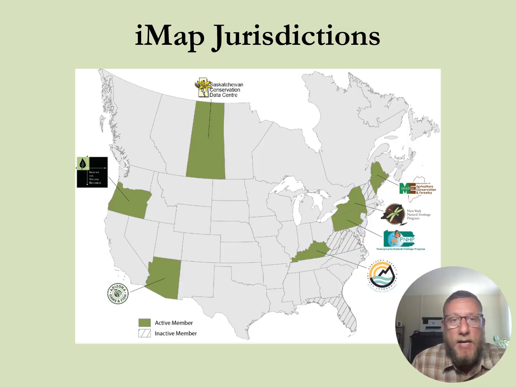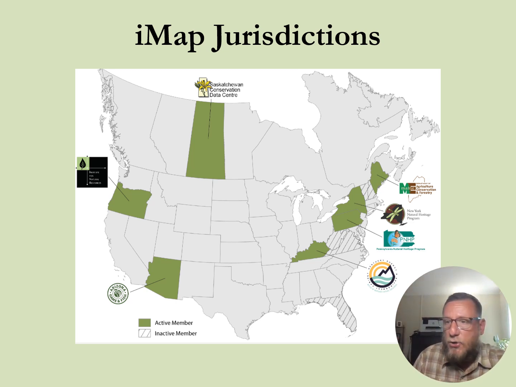This is a map of the current iMap jurisdictions. We actually just included, right to the north of Maine, New Brunswick, which just signed up with iMap invasives as well. So there's 8 or 9 paid jurisdictions that pay for the rights to use iMap invasives, and then the residents of those jurisdictions can use that software for free. And some of those other states, as you can see, like Florida, New Hampshire, and Vermont, are actually inactive members. They just recently switched over to a different type of mapping software, EDDMapS, which you may have heard of, early detection and distribution mapping.